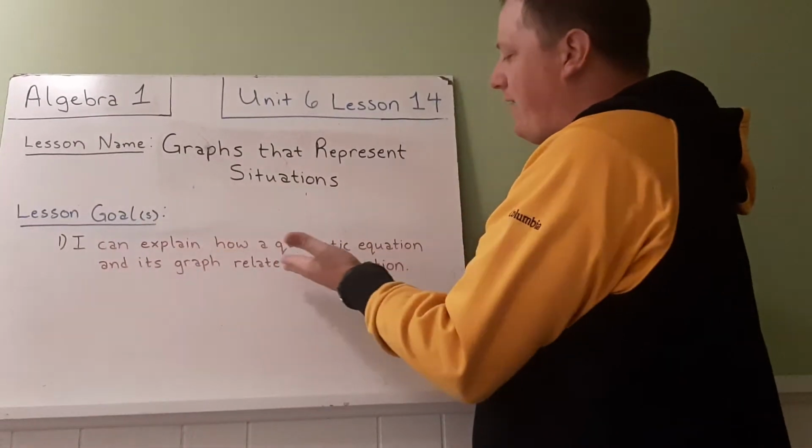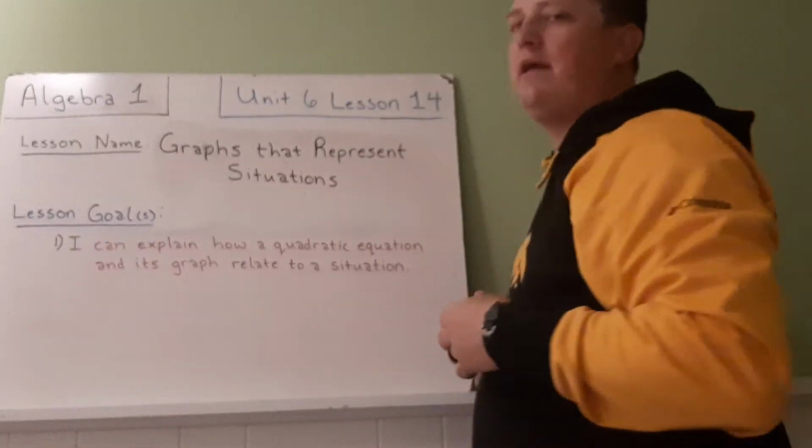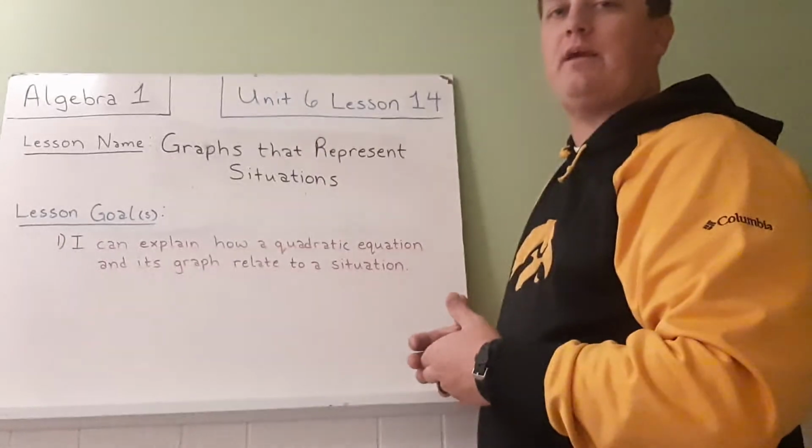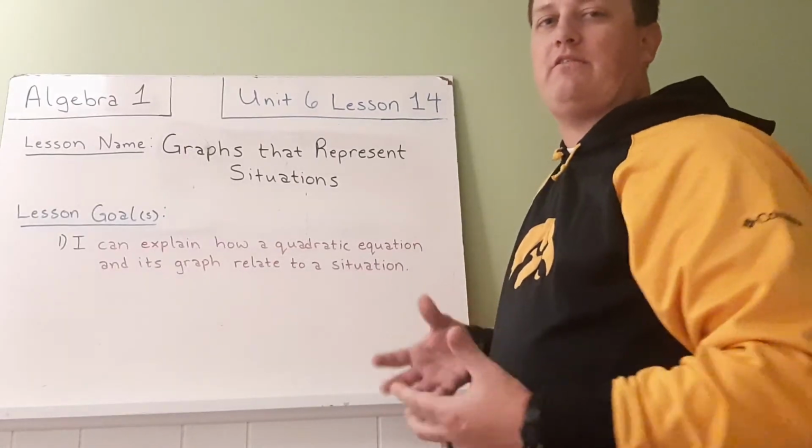I can explain how a quadratic equation and its graph relate to a situation. It's the idea of looking at the equation, looking at the graph, picking out the important distinctive parts and how those relate within a situation.